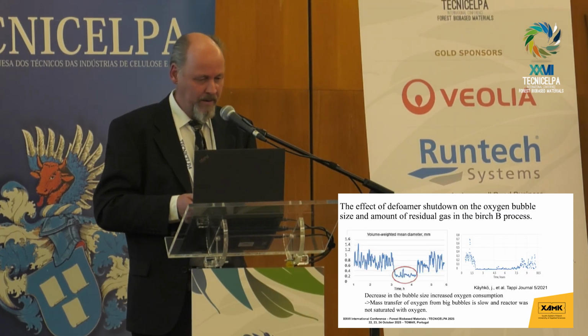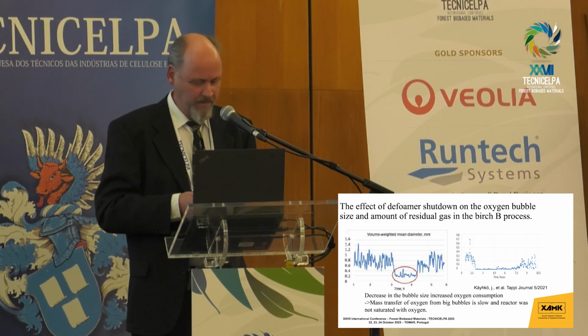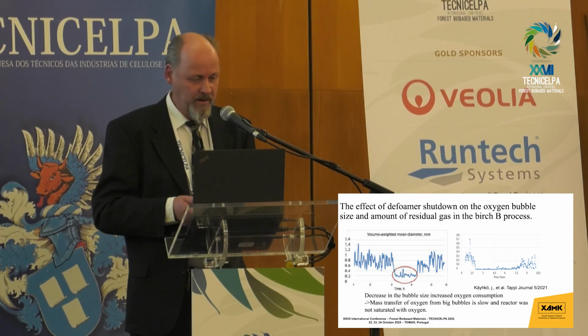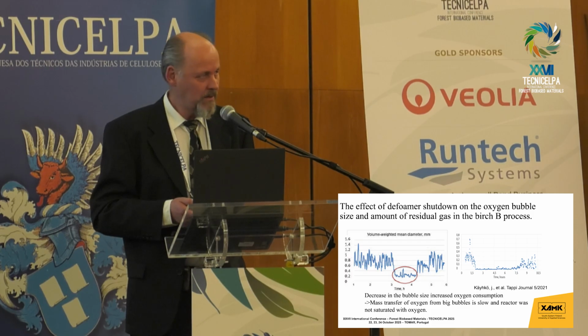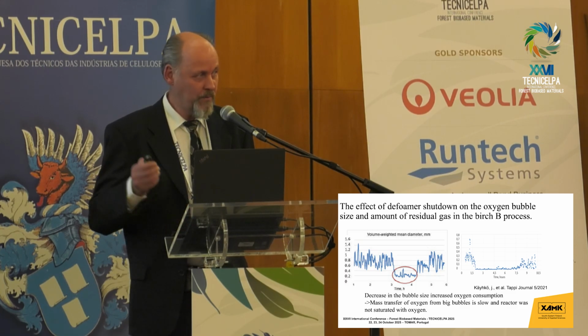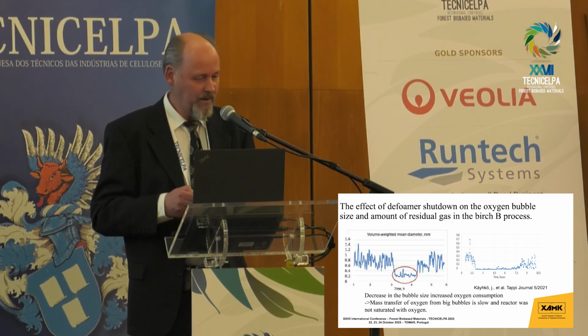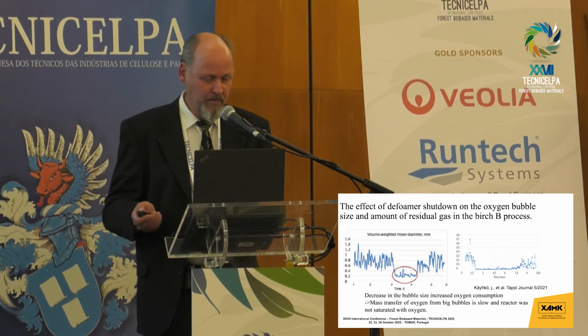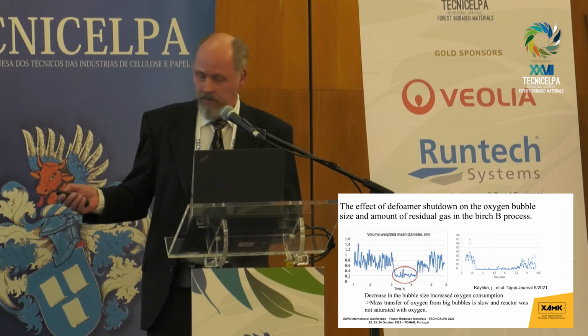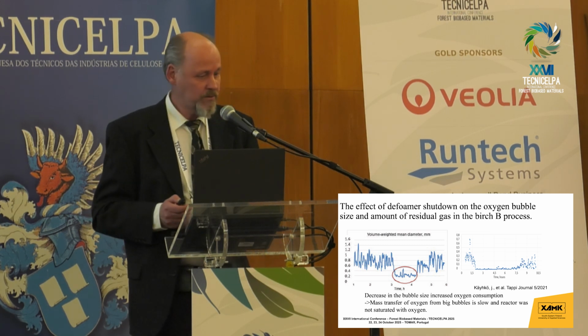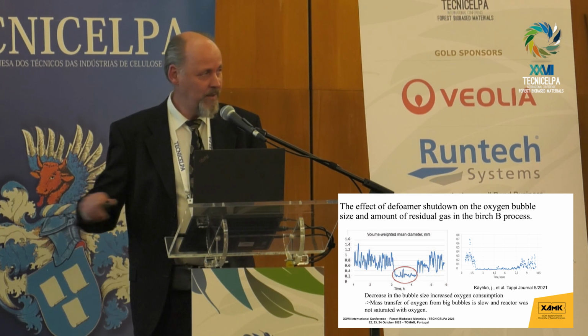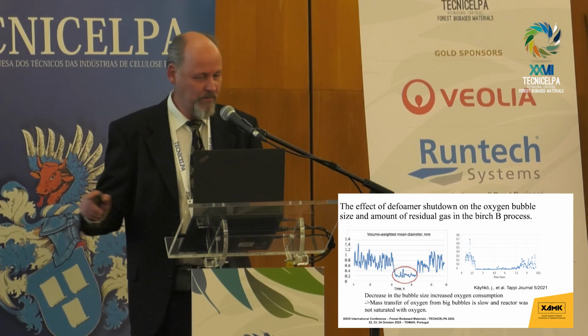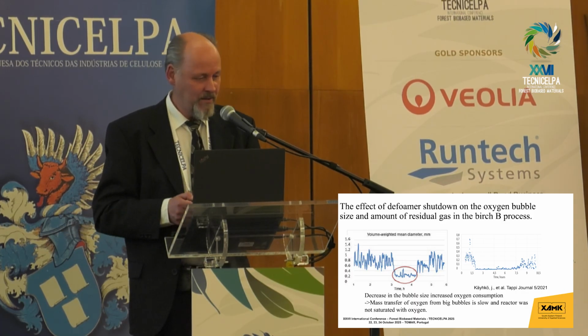And here is one example. This is this birch BE process. There we managed to change this bubble size. They were feeding the deformer just before the reactor, which makes the bubbles very big. So we shut down the deformer and we get much, much smaller bubble size. And then we also measured the amount of residual gas in the top of the reactor, and it went to 0. So it means that then more oxygen was consumed, and in this case, these bubbles were too big.